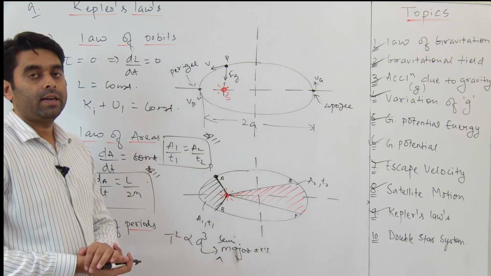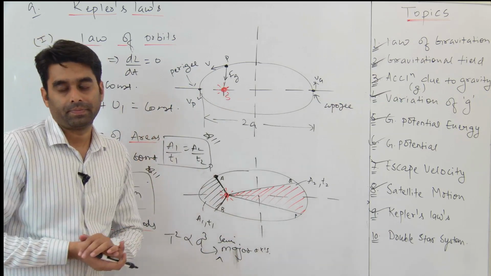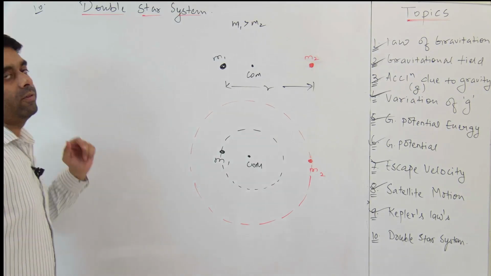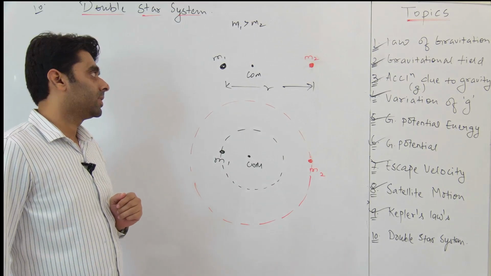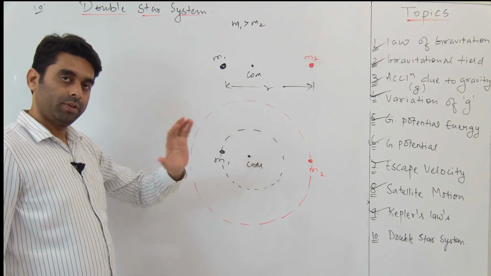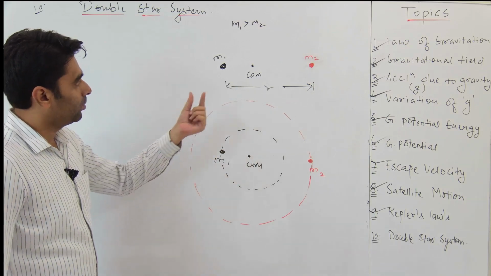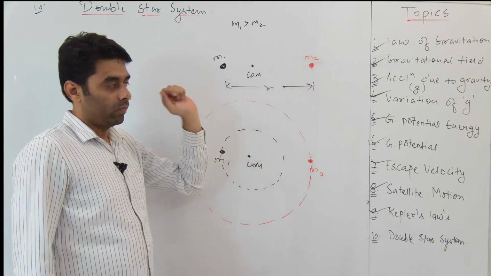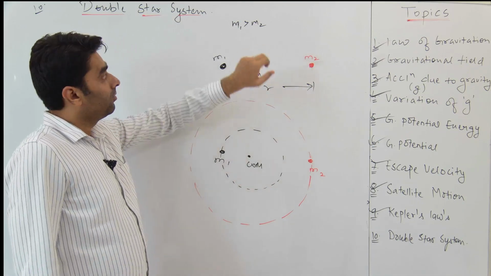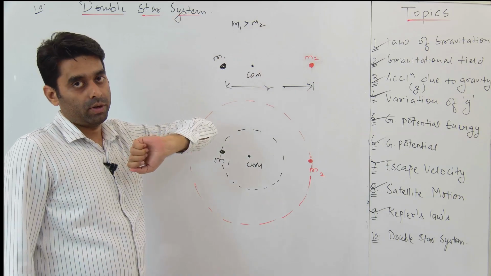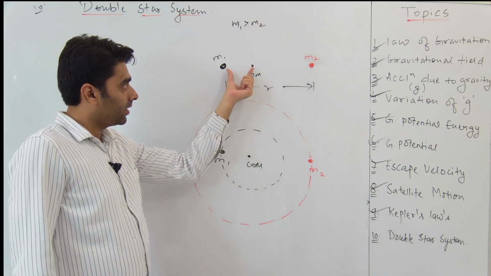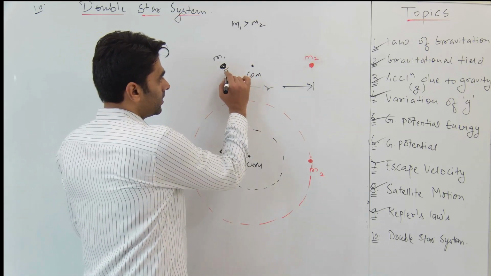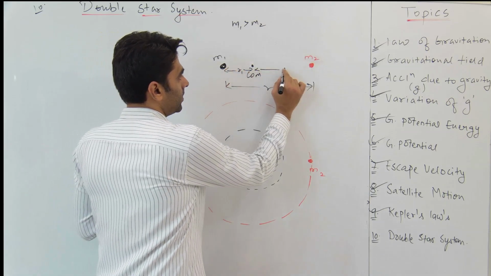Last, we are discussing our double star system. So we have come to our last topic, that is the double star system. I have drawn two figures, one by one, we'll take a look. Let's suppose two planets or two stars are there having masses m1 and m2. They are separated by a distance of r. We are saying that m1 is heavier as compared to m2. M1 is heavier, that implies the center of mass will be lying towards m1. Let's say that this distance is r1 and this distance is r2.